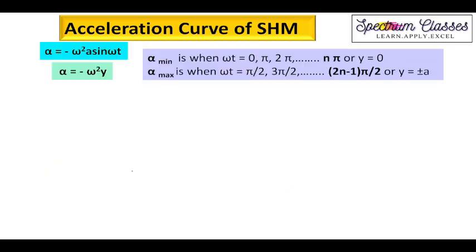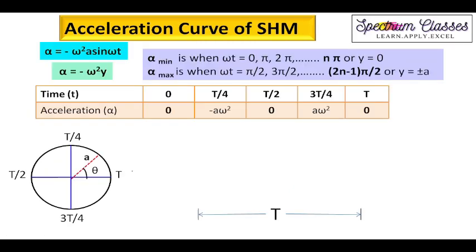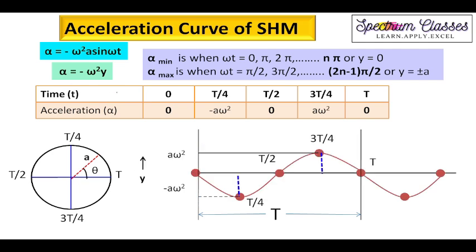Now coming to the graph, how are we going to draw it? At time t equal to 0 my particle is here, and at this moment theta is 0, so the value of acceleration is 0. At pi by 2, this is the angle 90 degrees, we get the maximum, and since alpha is equal to minus a omega square sine omega t, and omega t is pi by 2, sine gives us 1. So this will be equal to minus a omega square.